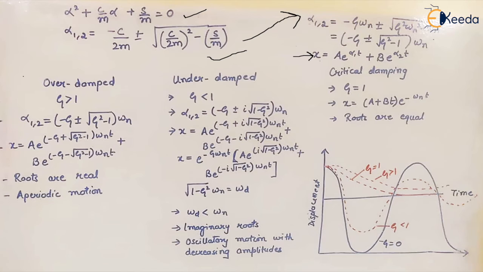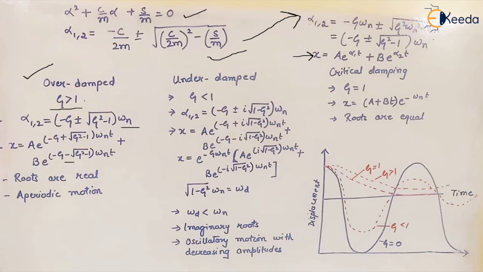The first one was the overdamped system in which zeta is greater than 1, right? So what are the roots alpha 1 and 2? It will be minus zeta plus minus under root zeta square minus 1 into omega n. And if we write the general solution of this equation, it will be in this form, which is a e raised to the power minus zeta plus under root zeta square minus 1 omega n t, and here we will get minus zeta minus under root zeta square minus 1.